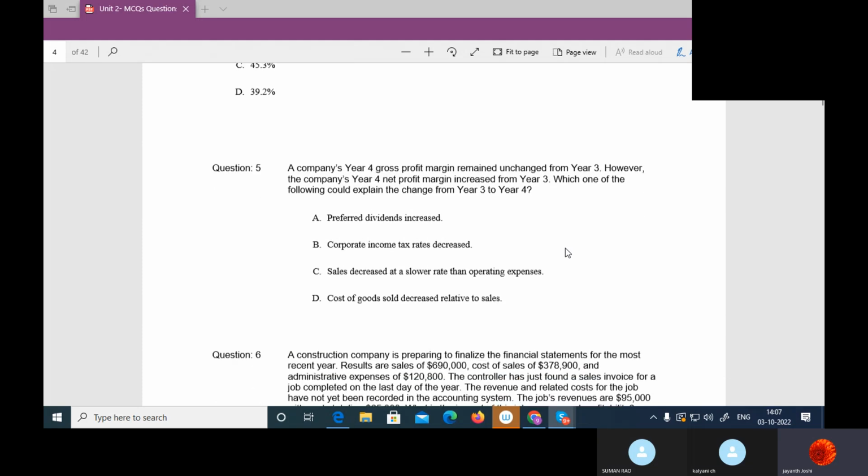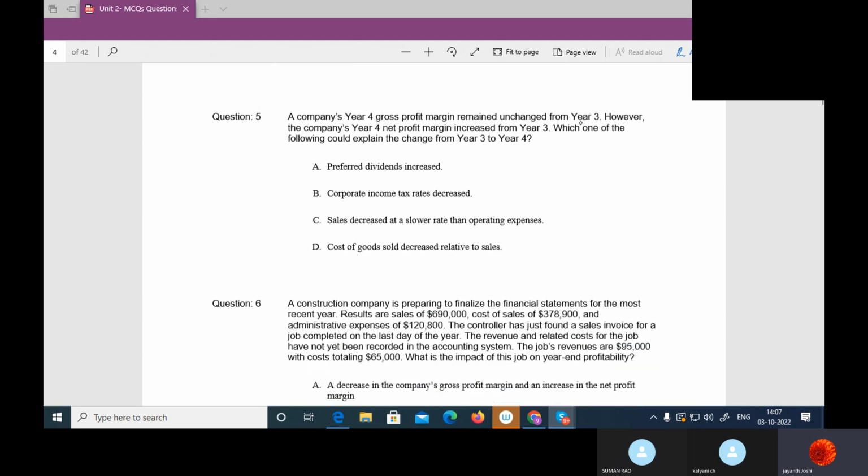The company's gross profit margin remained unchanged from year 3. However, the company's year 4 net profit margin increased from year 3. Which one of the following could explain the change from year 3 to year 4? Preferred dividends definitely are not like net profit. Gross profit margin has remained unchanged.